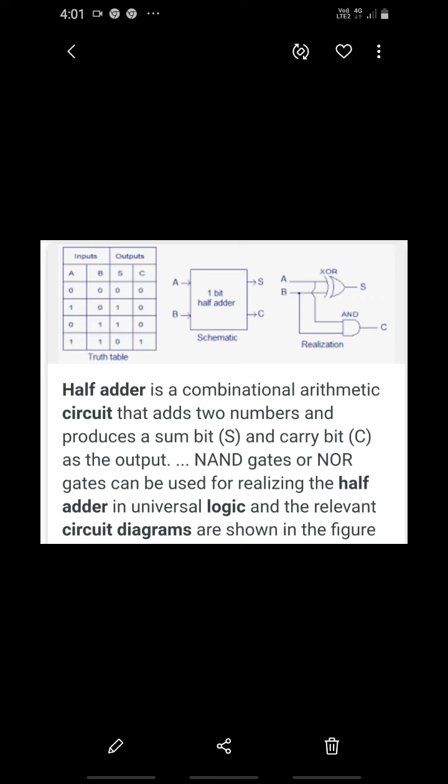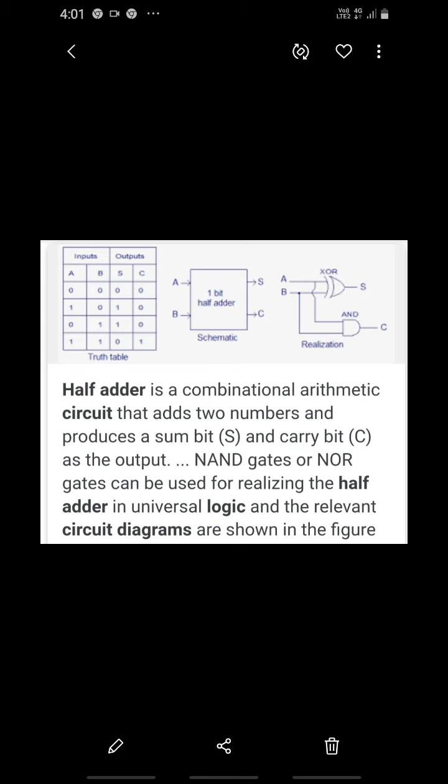So in the above PPT, the symbol of the half adder is shown above. That is, it contains two inputs A and B, and sum and carry are the outputs. It is a 1-bit half adder.